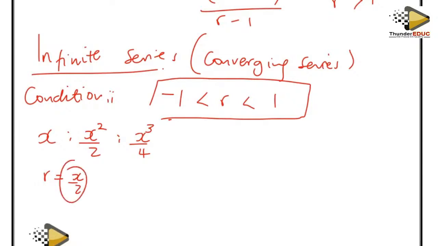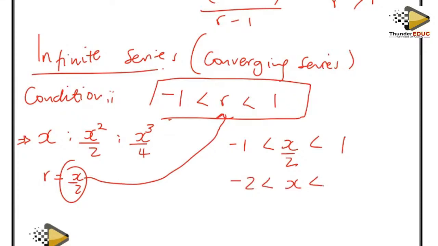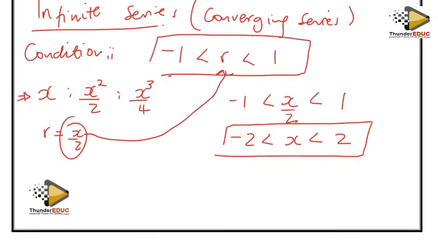So if they ask you for which values of x will the progression or the series converge, get your r and then substitute this r into there. So it's -1 is less than x over 2 and is less than 1. And then multiply through by 2, that you have -2 is less than x is less than 2. So for values of x between -2 and +2, that's when this progression will converge.